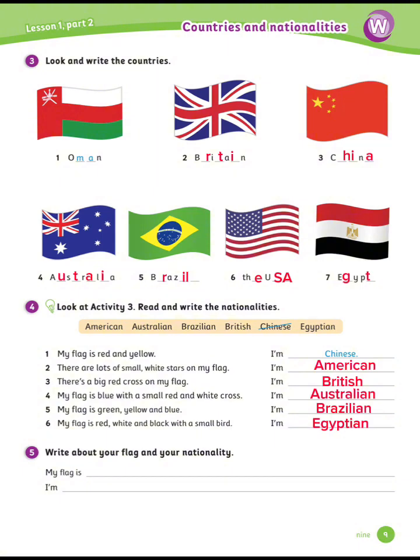Number 6. My flag is red, white, and black with a small bird. I'm Egyptian. Exercise number 5. Write about your flag and your nationality. Let's see my answer. My flag is white, red, and green with a small khanjar and 2 swords. I'm Omani.